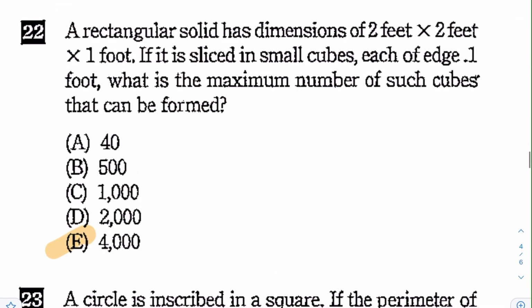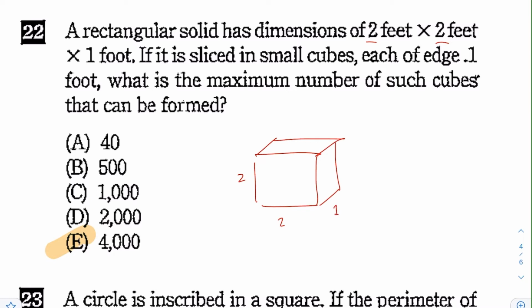Next, for number 22, a rectangular solid has dimensions of 2 feet by 2 feet by 1 foot. If it is sliced into small cubes, each with an edge of 0.1 feet, what is the maximum number of such cubes that can be formed? So this rectangular solid, it's 2 by 2 by 1. Let's draw this more to scale. So it's 2 by 2 by 1.